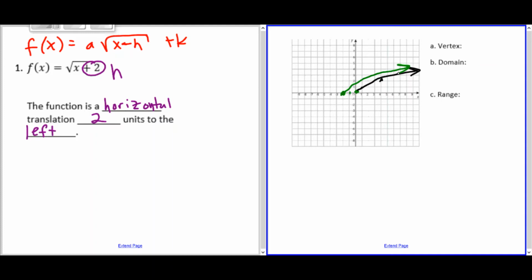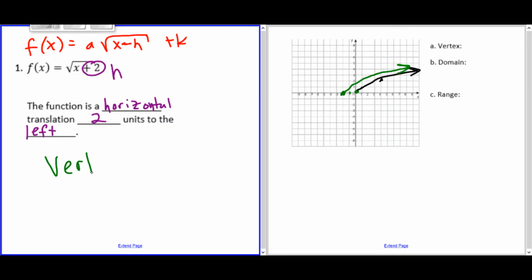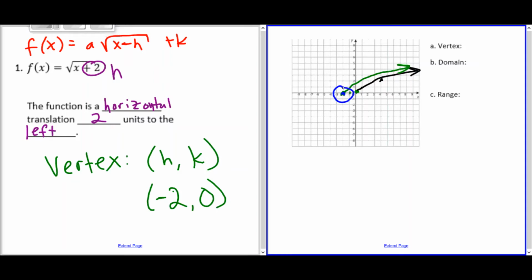Let's identify the vertex, the domain, and the range. For the vertex, I'll do this over here. Remember, the vertex, just like with absolute value, is the point (h, k). So we're going to identify what's my h value. Remember, when we write our h value, we're going to write it as 2, but we're going to put the opposite sign. So instead of plus 2, I'm going to write negative 2. And then the k is 0. So (negative 2, 0). You could have also gotten that from the graph. Just look at your starting point. It's right there. So the vertex is (negative 2, 0).